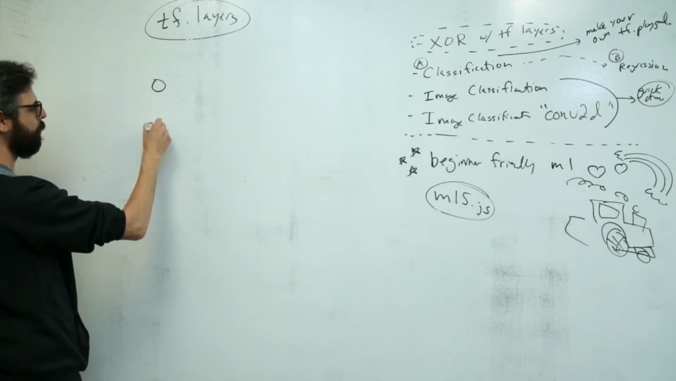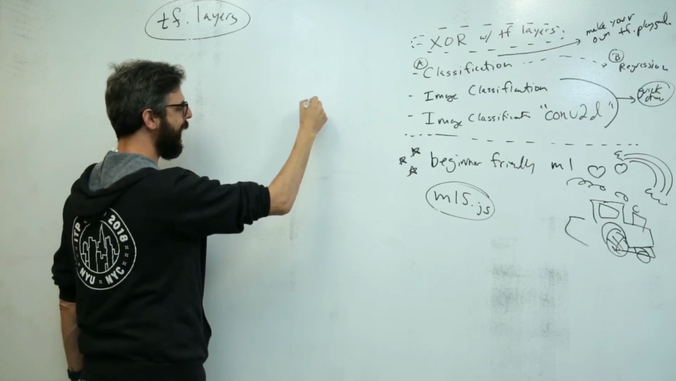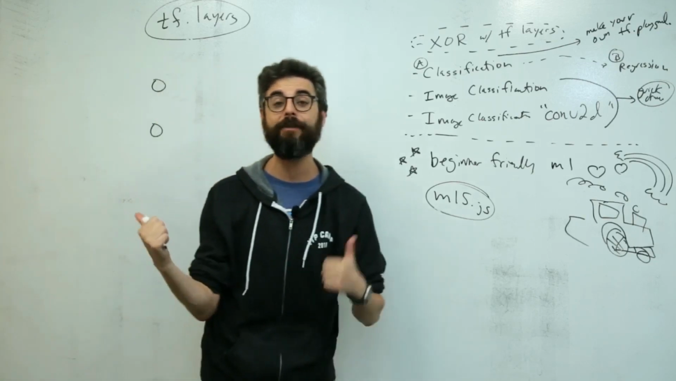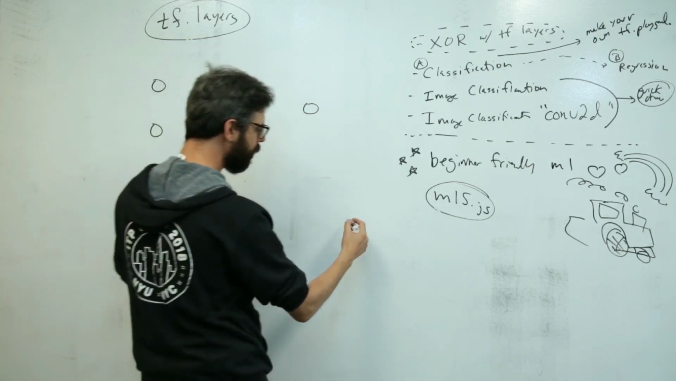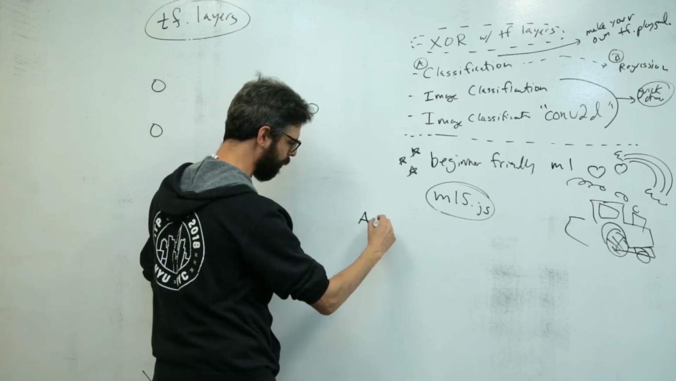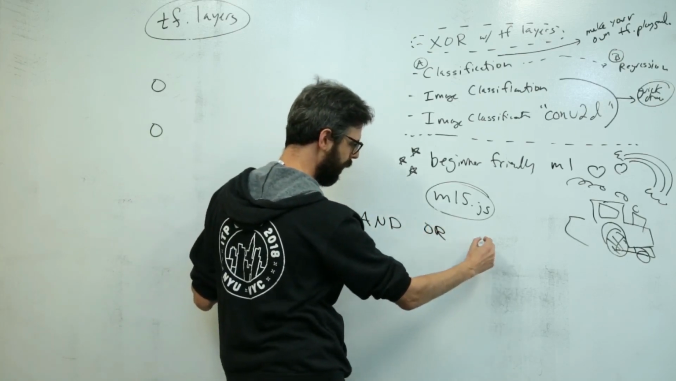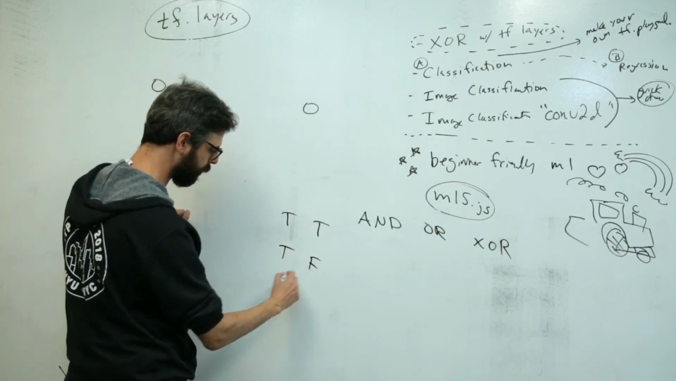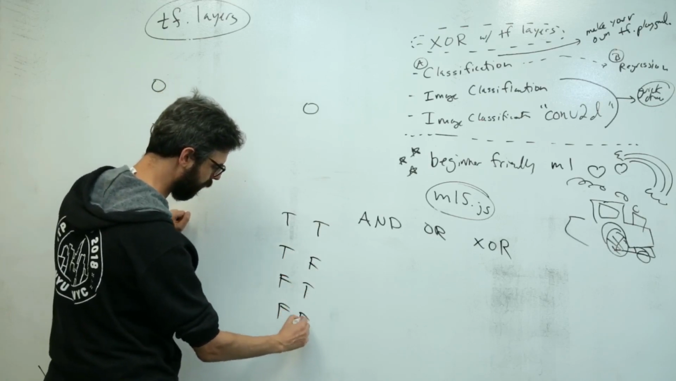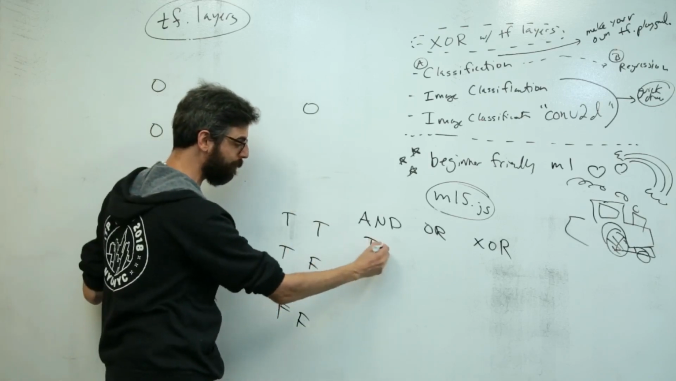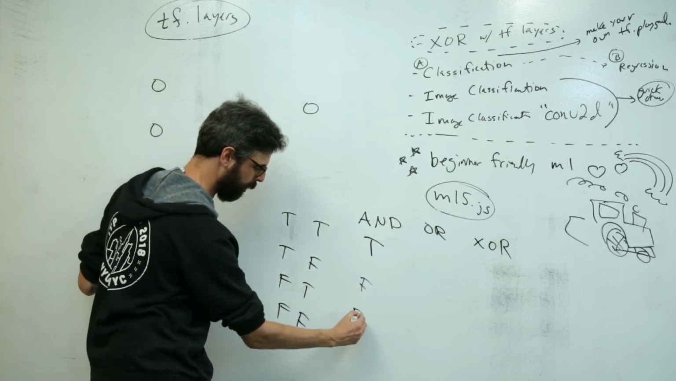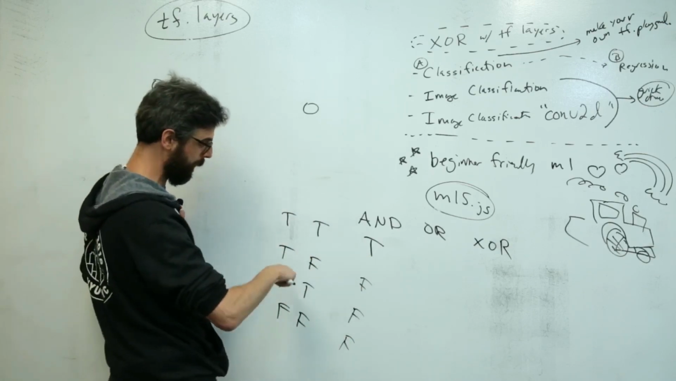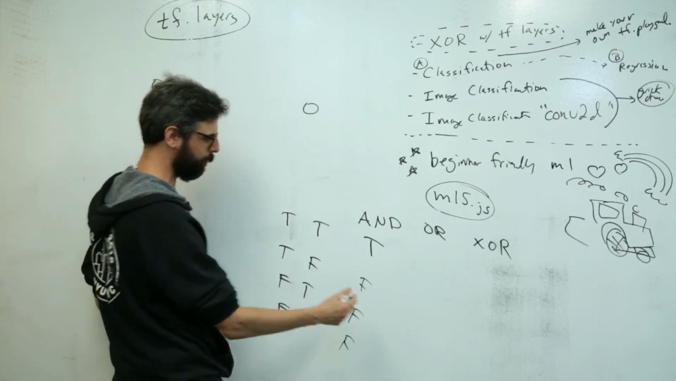There are 2 inputs. There is 1 output. So the inputs to the XOR problem are true and false values. So if I made a little truth table, AND, OR, XOR, right? I can have true and true, true, false, false, true, false, false. An AND operation would only ever give me true when both are true. False, false, false. An OR operation would give me true if just one of them is true.